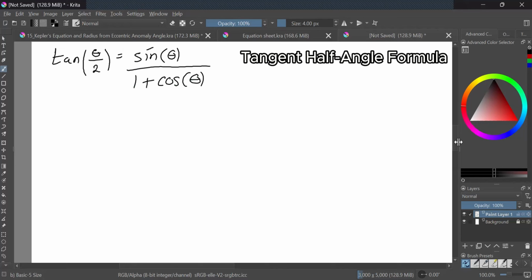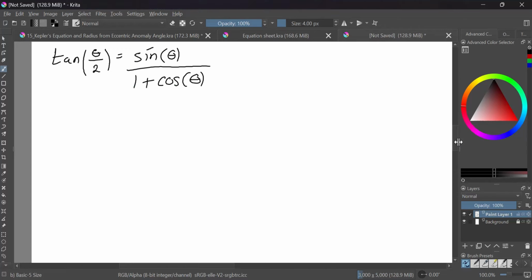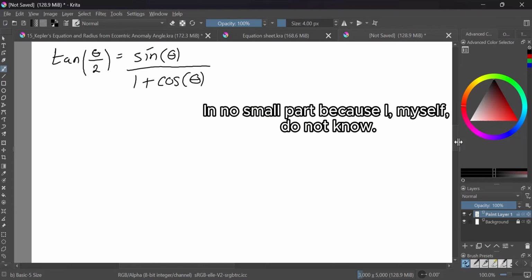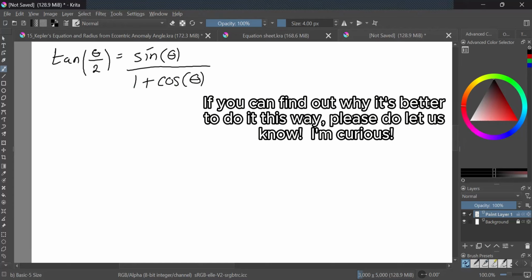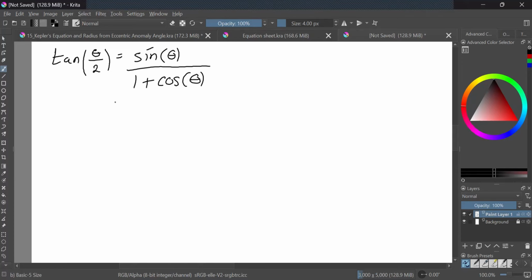So, why we are using the tangent half angle formula as opposed to the definition of tangent is going to be left as an exercise to the viewer. I'm not going to spend a whole lot of time looking into that, but if you want to run through the equations, you are more than welcome to. Please post it in the comments section, and then we can all read your answers, and we can all find out together. That's the beauty of having a YouTube community. We can all better each other. Let's move on to actually doing this.